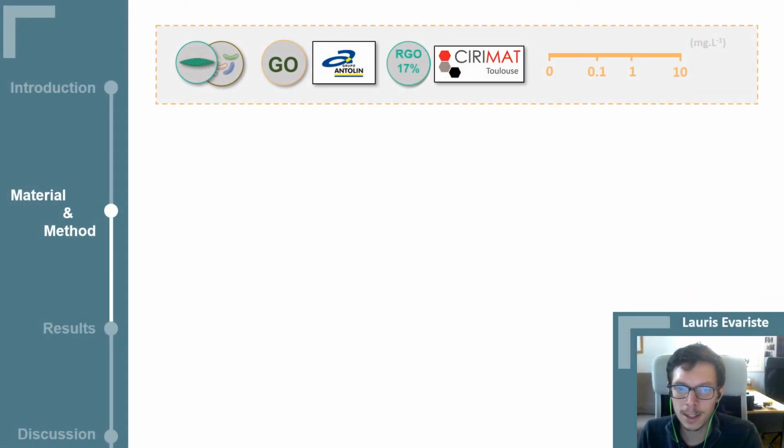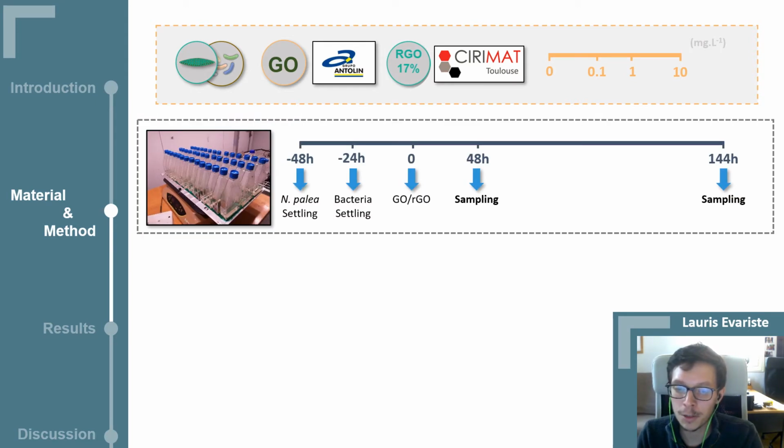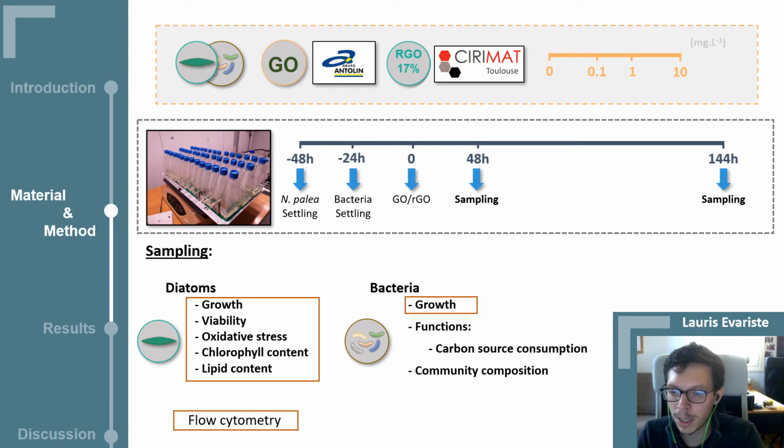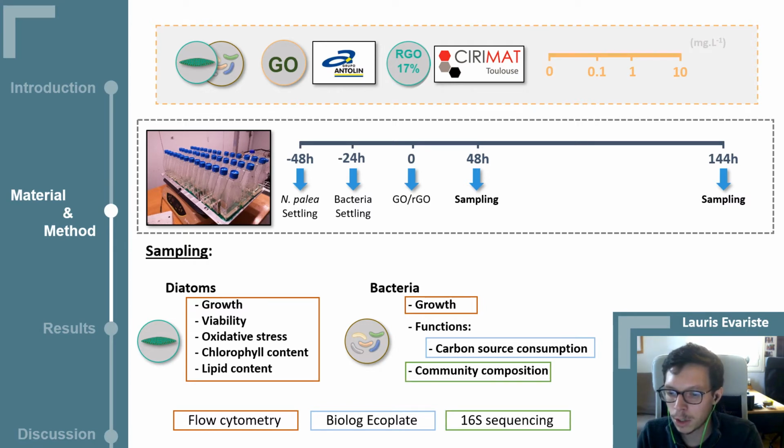For this purpose, we assessed the effect of a commercial form of graphene oxide and reduced graphene oxide toward a biofilm composed of the diatom Nitzschia palea associated with bacterial consortia. The organisms were sequentially introduced into flasks before performing 2 days or 6 days of exposure. At each sampling, we analyzed different physiological endpoints for the diatom using flow cytometry. The same was done for bacterial growth, and some functions were analyzed using Biolog EcoPlates. The community composition was also monitored using 16S sequencing.